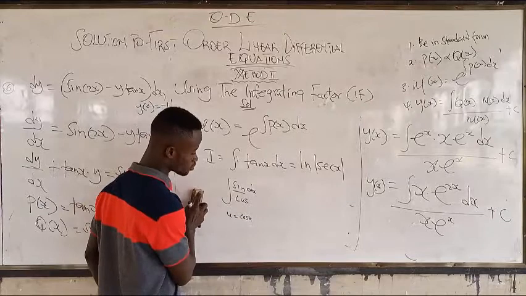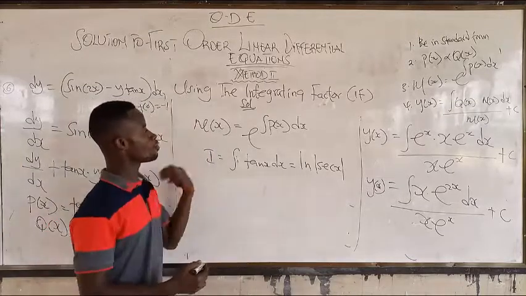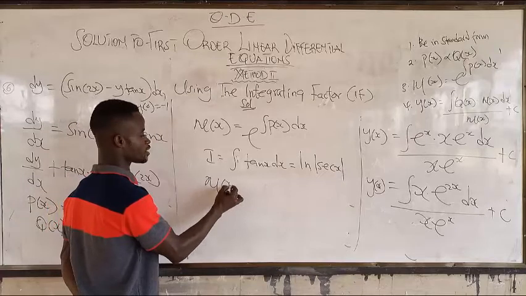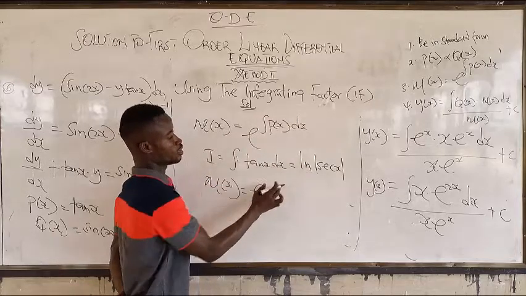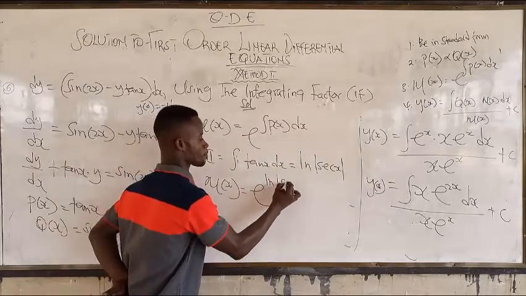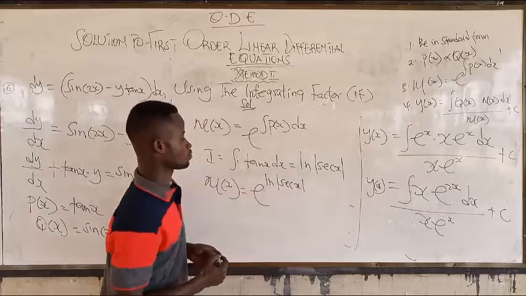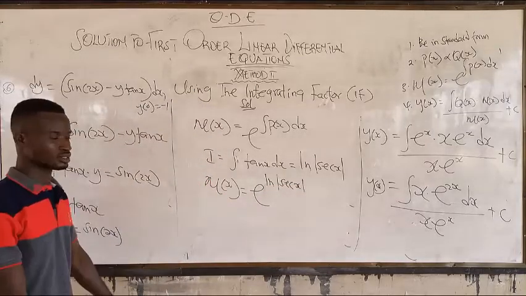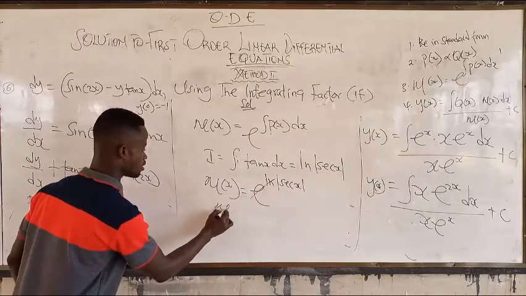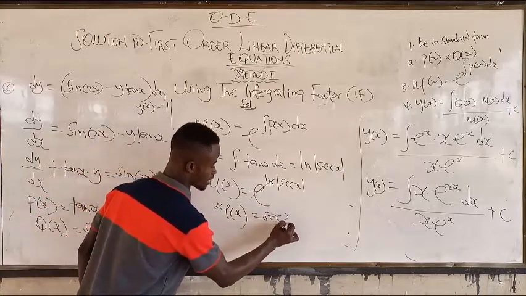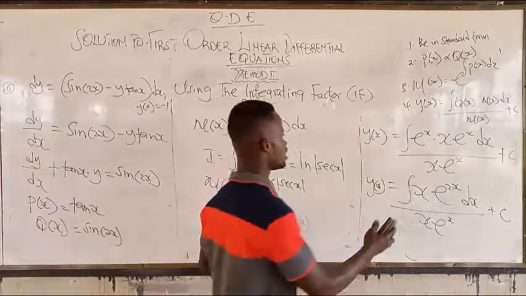Very good. So by substitution, we get the integrating factor. After the integration, do the substitution. That is e to the ln sec x, so we know that the e and the ln cancel, and the integrating factor is sec x.